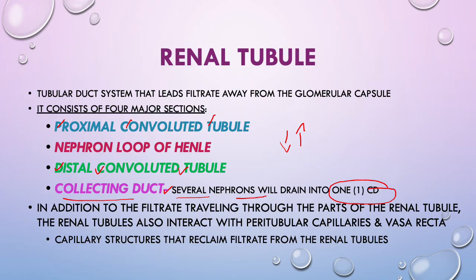So besides that, we know that there are capillaries surrounding these tubules, right? We have talked about the peritubular capillaries if it's in the cortical nephron, or vasa recta if it's in the juxtamedullary nephron, okay? These capillaries reclaim filtrate, meaning reabsorption, or they're going to get rid of substances that we don't need, known as secretion, and drain them back to the renal tubules, okay?